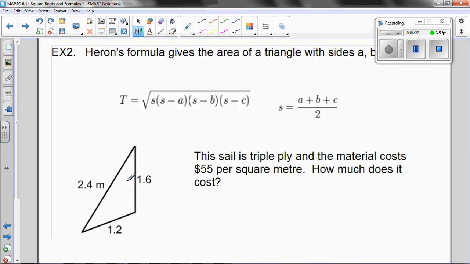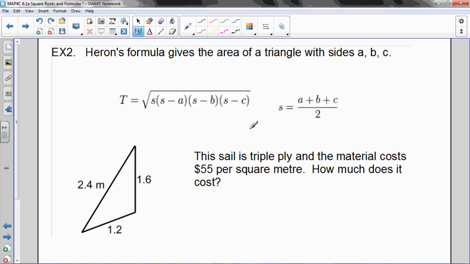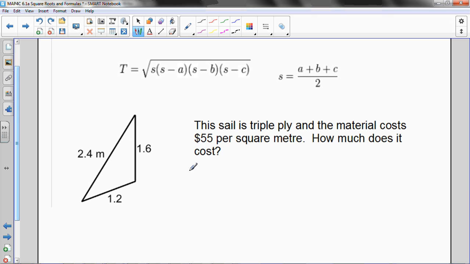All right, this is a really fancy formula called Heron's formula. Heron's formula gives the area of a triangle with sides A, B, and C. In this case, we've got a sail. This sail is triple ply. The material costs $55 a square meter. How much does it cost? Well, notice that this formula is actually two steps. This S in here is this formula right there. So before we get going, we actually have to calculate what S is.